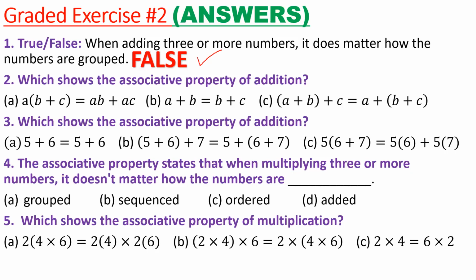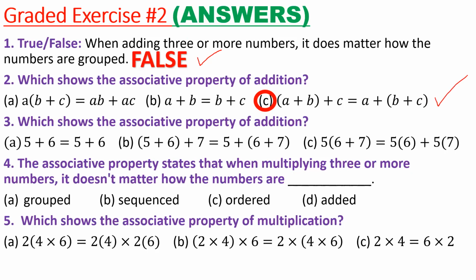Number 2. Go ahead, Naya, and read that for me, please. Number 2, which shows the associative property of addition? I put C. C, very good. Anyone else put C? I did. Very good. If you put C, you are absolutely correct. Very good.